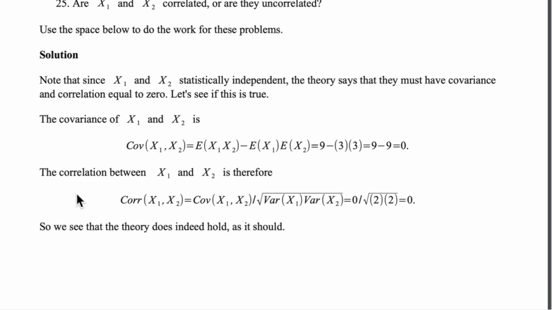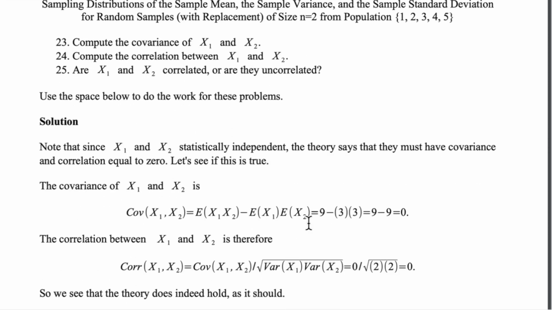And then once we have the covariance, we can find the correlation. You'll remember that the correlation between x1 and x2 is equal to the covariance of x1 and x2 divided by the square root of the product of the variances. Now the variance of x1 was 2, the variance of x2 was 2. And since both of those are non-zero, we see that the correlation is well defined, and in particular, it's equal to 0.